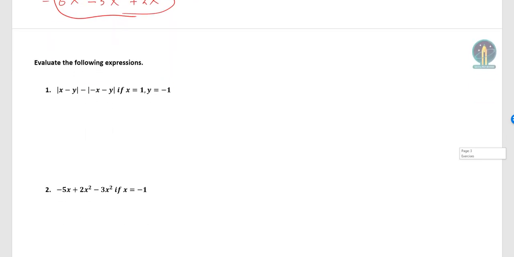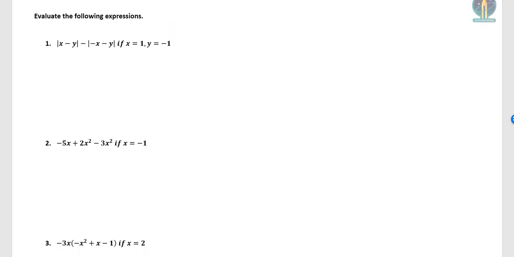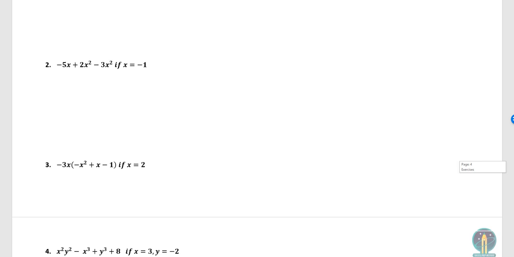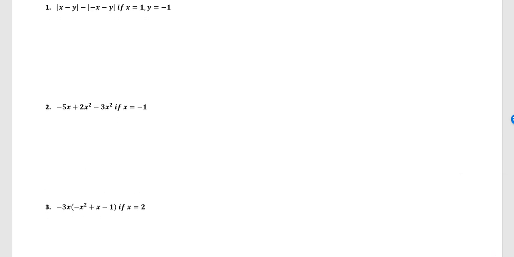Okay. In these exercises, we would like to evaluate as opposed to just simplify. Okay. So try to work on these. Again, pause the video, work on these, and come back for the solutions.